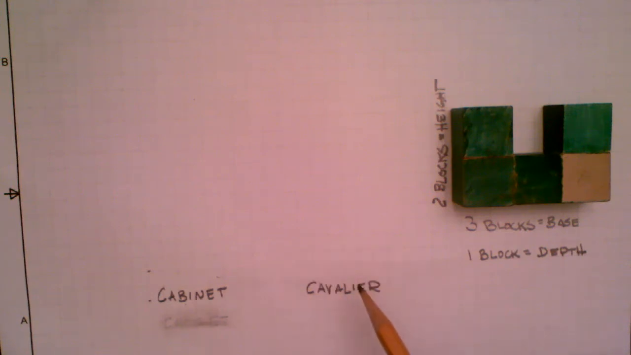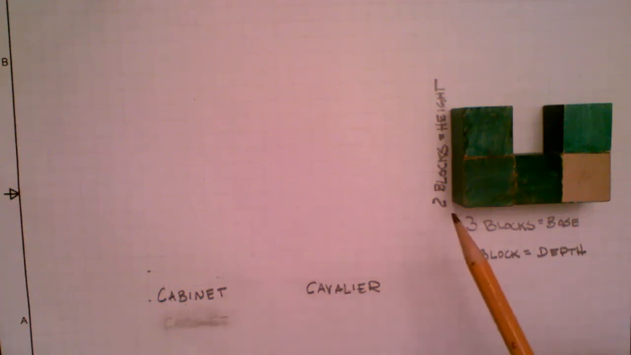Previously, in the previous assignment, we were working on isometric sketches, which use angles of 30 degrees. In this particular case, we're going to use a different angle of 45 degrees to create the cabinet and the cavalier. They're pretty easy to do, and if you follow this step by step, you should be successful in creating both of these drawings.